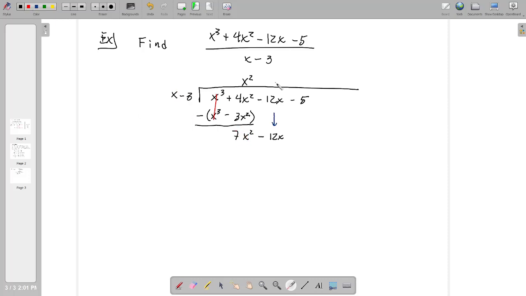So here, we're trying to figure out something times x to give us 7x squared. So we ask ourselves, what times x will give us 7x squared? And that's going to be 7x. So now we multiply 7x times x, we get 7x squared. And then we multiply 7x times negative 3, and we get a negative 21.